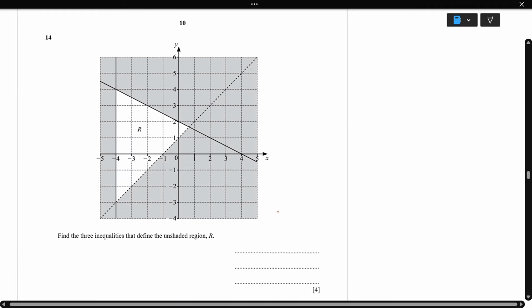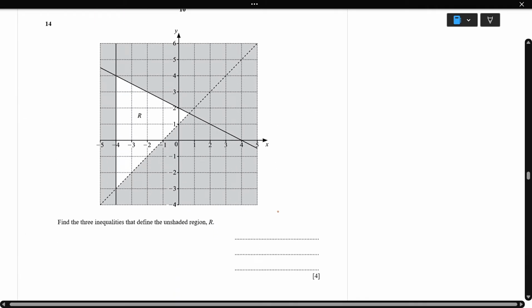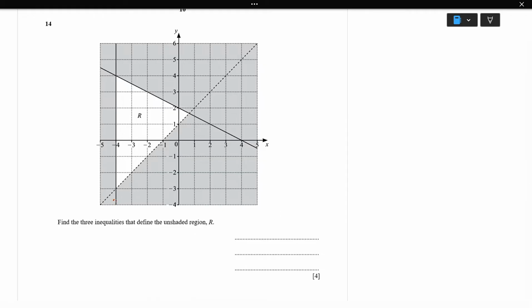The next question, number 14, here we need to find the inequalities. So first line, we know this is y, so it's going above, to the right side. So definitely the first one, I'll write y greater than or equal to -4 because it is a solid line, so it's fine.